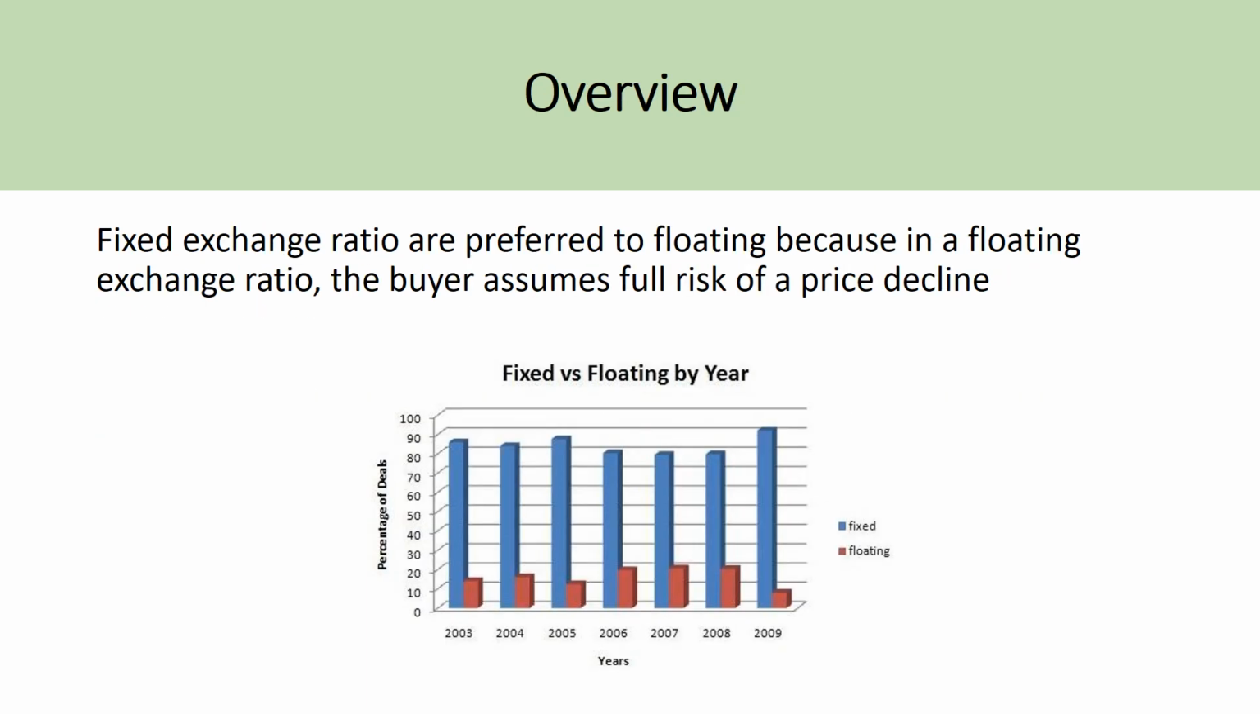So, quick overview, fixed exchange ratios are preferred to floating because in a floating exchange ratio, the buyer assumes full risk. And so this is historical data. I'll link it to the database where I got this information. But essentially, as you can see, fixed is extremely more popular because, again, as the buyer, you want to dictate terms. You don't want to put yourself at risk by fixing the value of the deal and assuming all price risk if your stock either decreases or increases. So what you do is you usually go with a fixed exchange ratio.